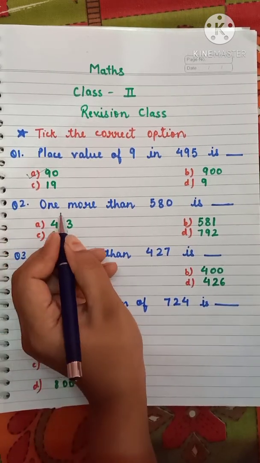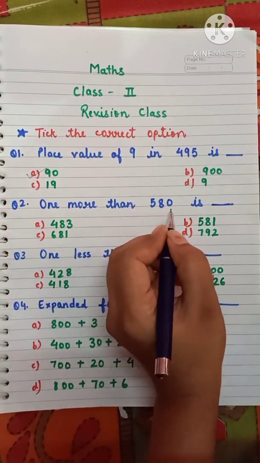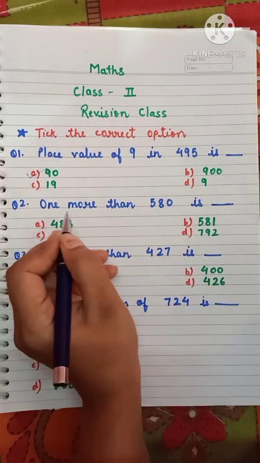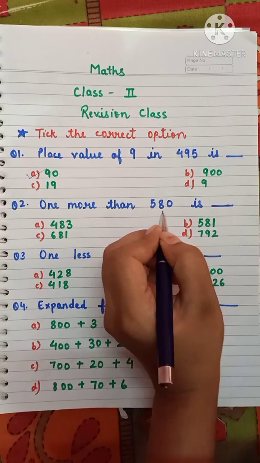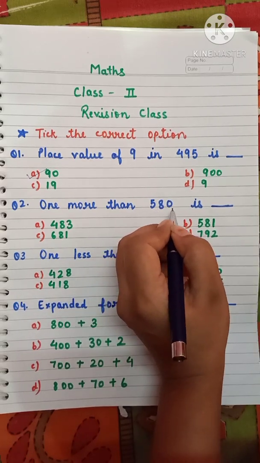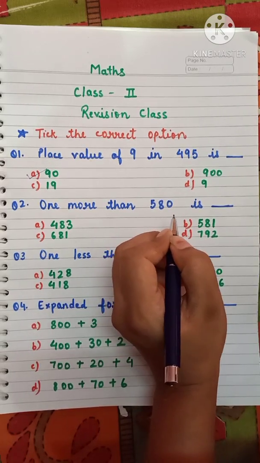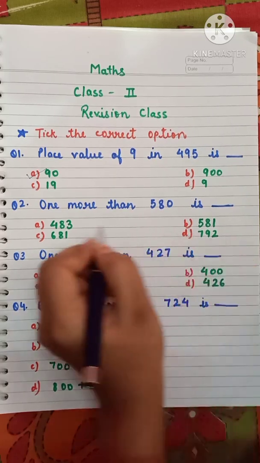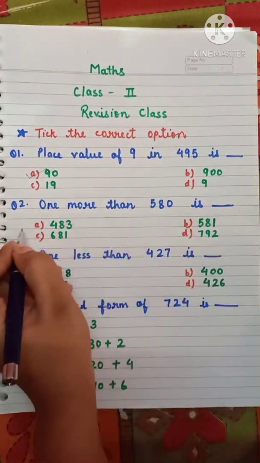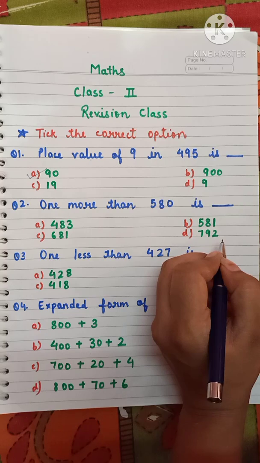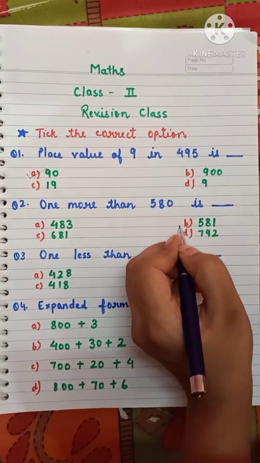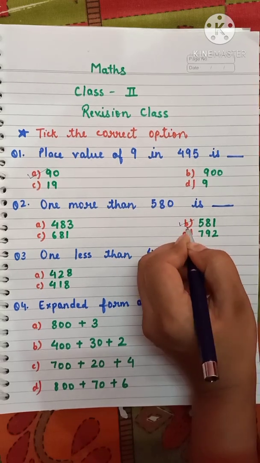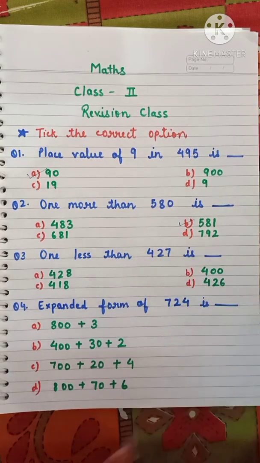Question number 2. 1 more than 580 is. 1 more, or we can say the next number. So what is the next number of 580? 581. Look here, where is 581? Here. 581. That means B option is correct. So we will take B option.